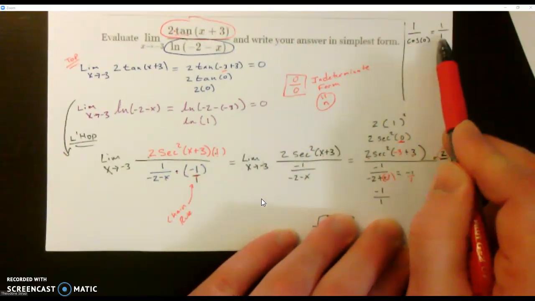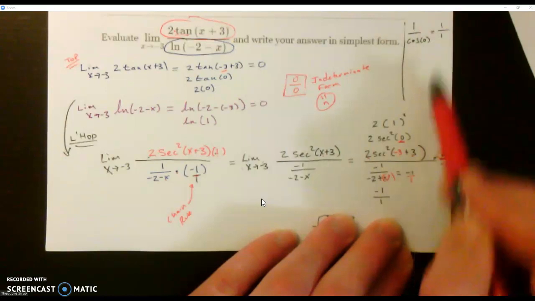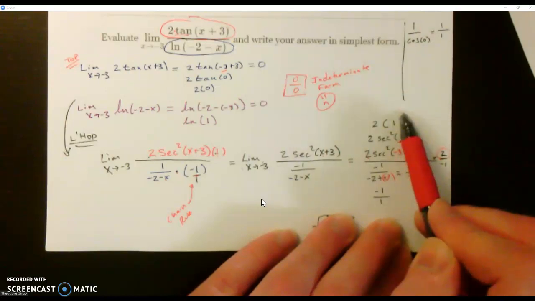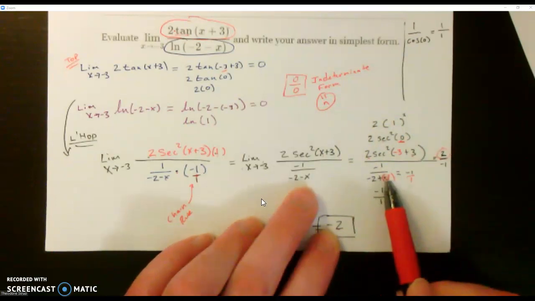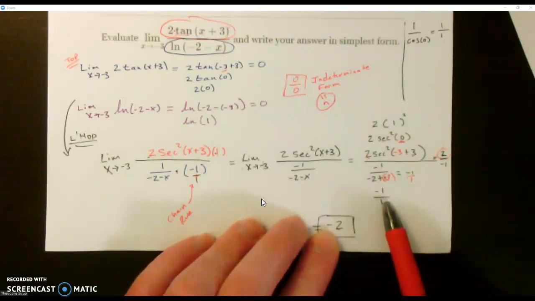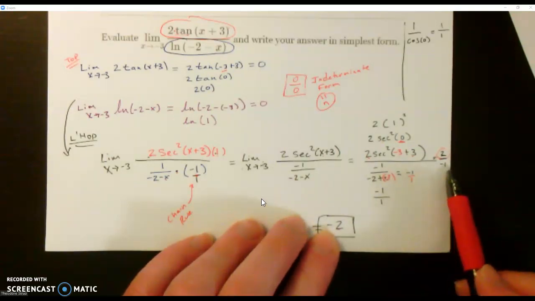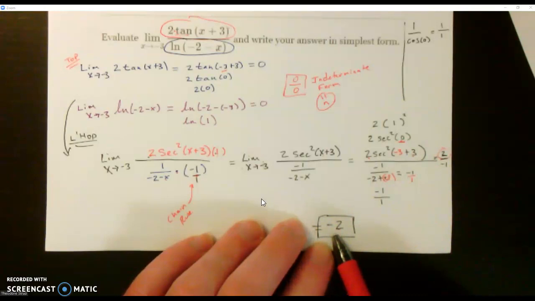Cosine of 0 is 1, so secant of 0 is 1. And then 1 squared times 2 gives me the numerator is 2. On the bottom, if we plug in negative 3 for x, we get negative 1 over 1, which is negative 1. And then 2 divided by negative 1 is negative 2.